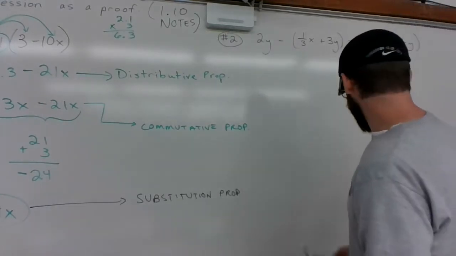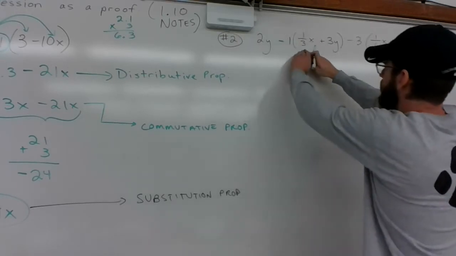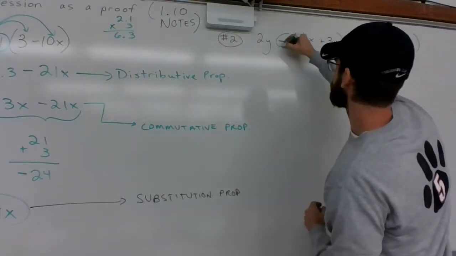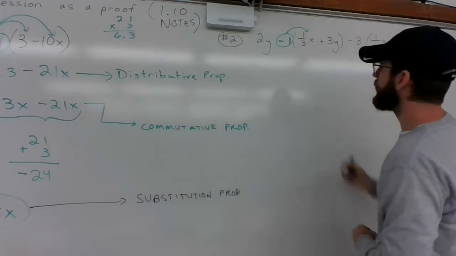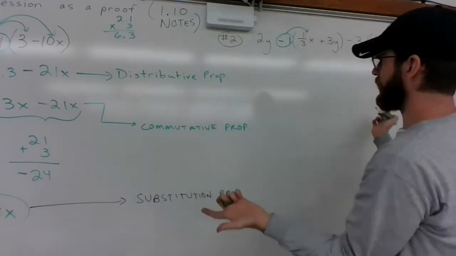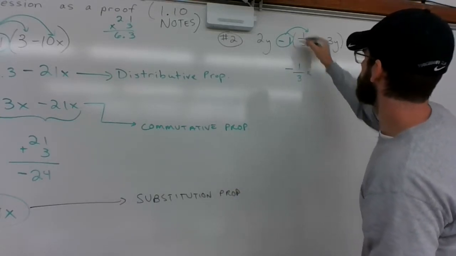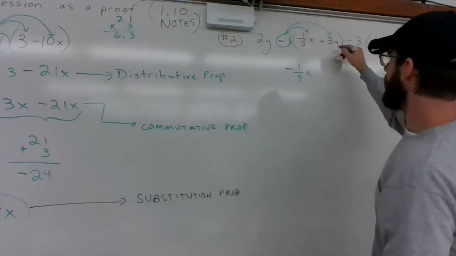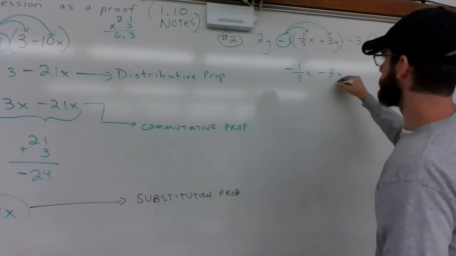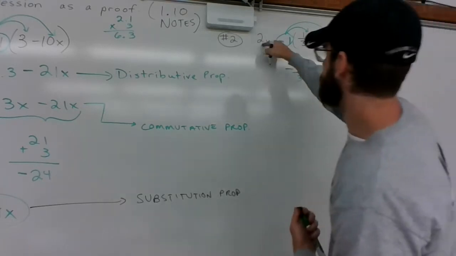Same situation here. I'm subtracting a group of parentheses, so distribute the negative 1. All it's going to do is make these opposite of what they already are. So positive 1/3 x, it's now a negative 1/3 x. Positive 3y, now it's a negative 3y. 2y just drops down.